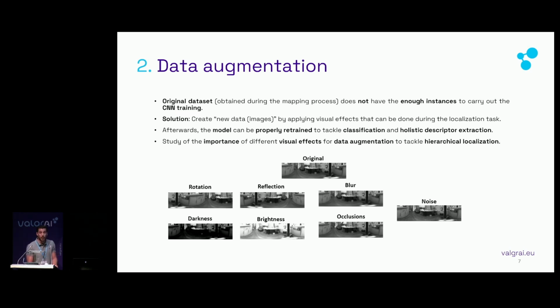Afterwards, when the model is retrained, we can carry out the new classification task, in this case room retrieval, and at the same time we can obtain the holistic descriptors that we use for localization. In this work, we study the importance of each visual effect in order to know how important they are to carry out the data augmentation, and after that to tackle the hierarchical localization task.